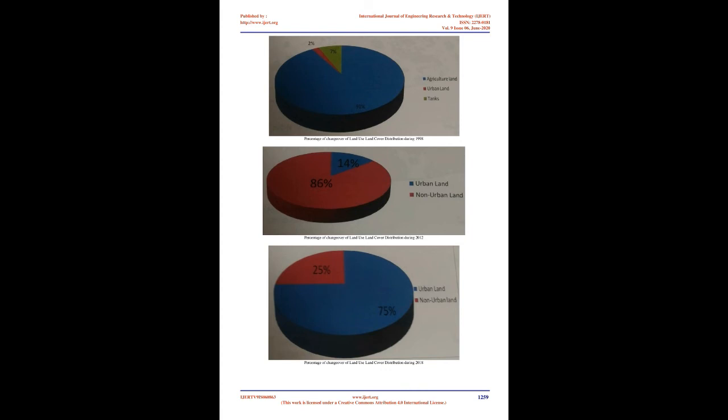In 1998, the urban land comprised of approximately 1% of the study area. In 2012, urban land accounted for approximately 14% of the study area, and in the year 2018, urban land accounted approximately for 75% of the study area. This shows that the urban built-up land increased enormously during the year 2012-2018, which accounted for approximately 51% increase in the area.